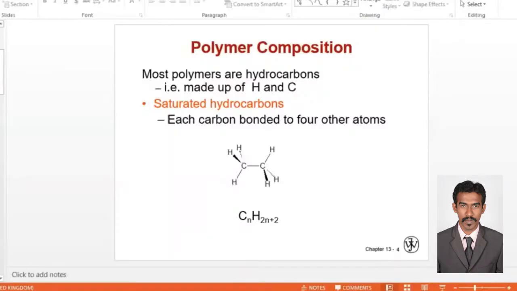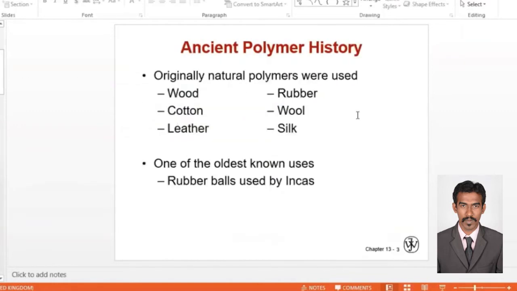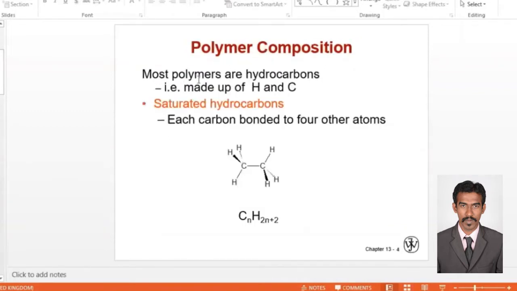Polymer composition. Most polymers are hydrocarbons, right? Among these are wood, cotton, leather, rubber, wool, silk. Usually most of the polymers are hydrocarbons. So what are hydrocarbons? They have hydrogen and carbon. So if you take any polymer, most of the composition will be carbon and hydrogen.